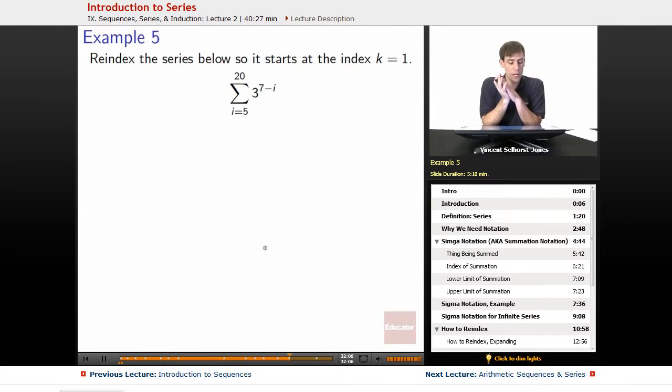Fifth example, reindex the series below so it starts at the index k equals 1. So we're looking to swap the index I equals 5 out for k equals 1, but have the exact same value come out of the series, right?